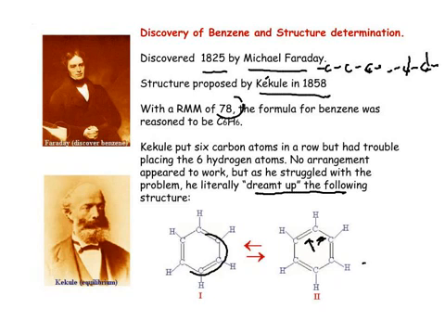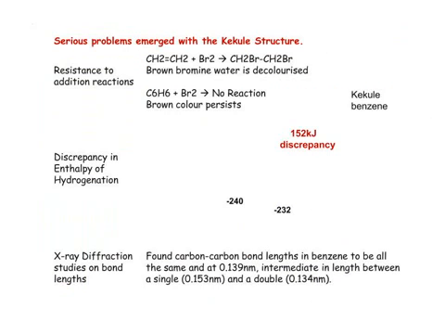Now, as we'll see, the Kekule structure was not right, but it was a very good start. Let's look at 3 bits of evidence, and you need to know all 3 of these, that disprove the Kekule structure for benzene. So this is the proposed structure by Kekule for benzene: alternate double and single bonds as we go around the ring.